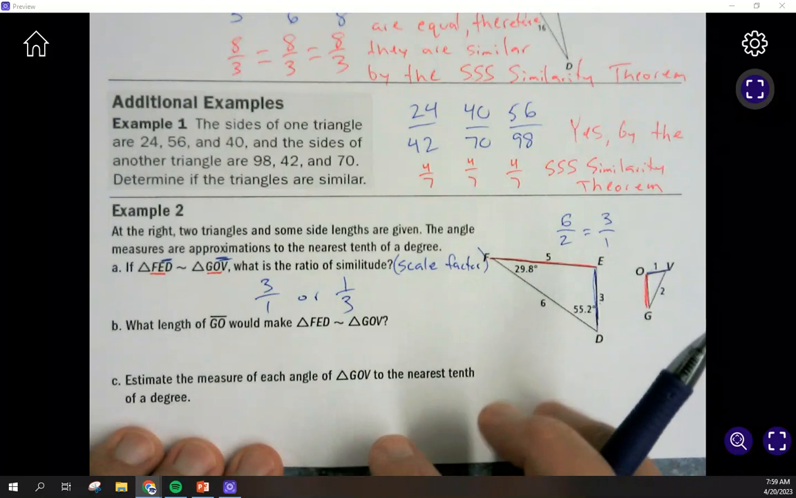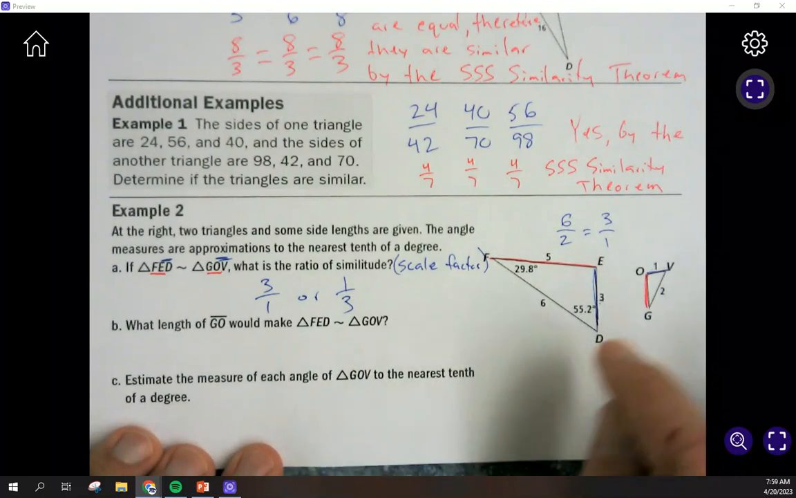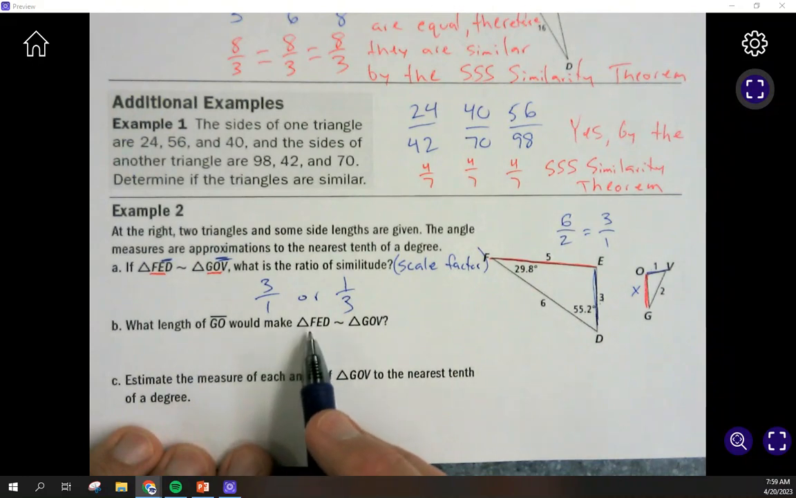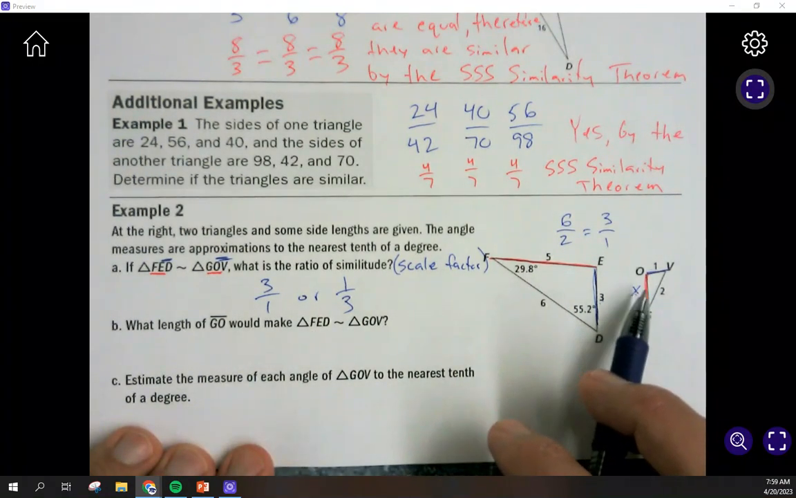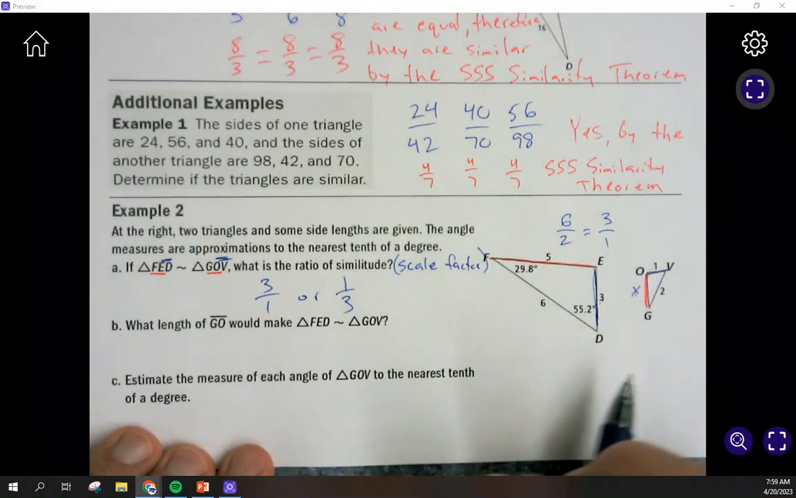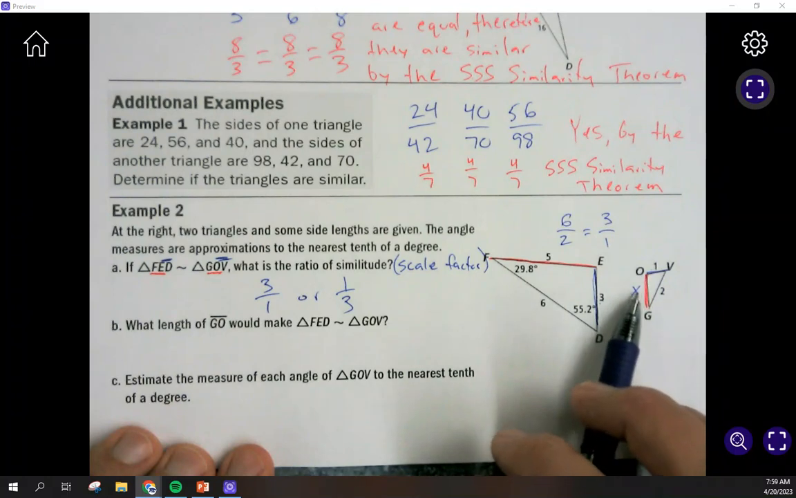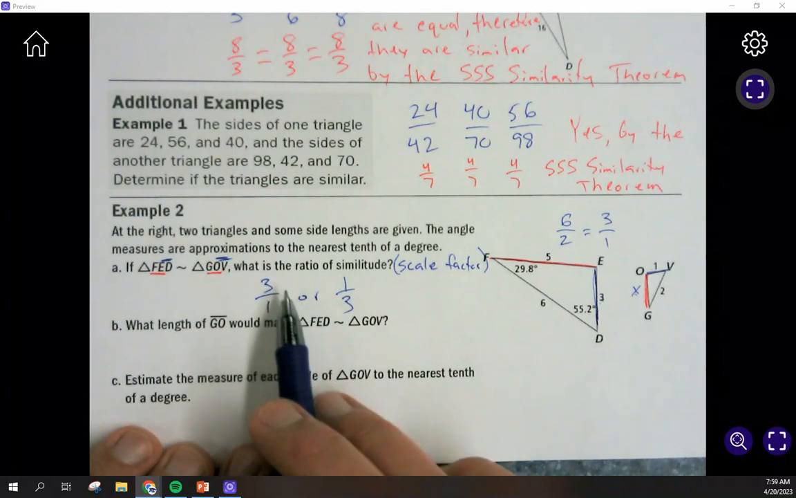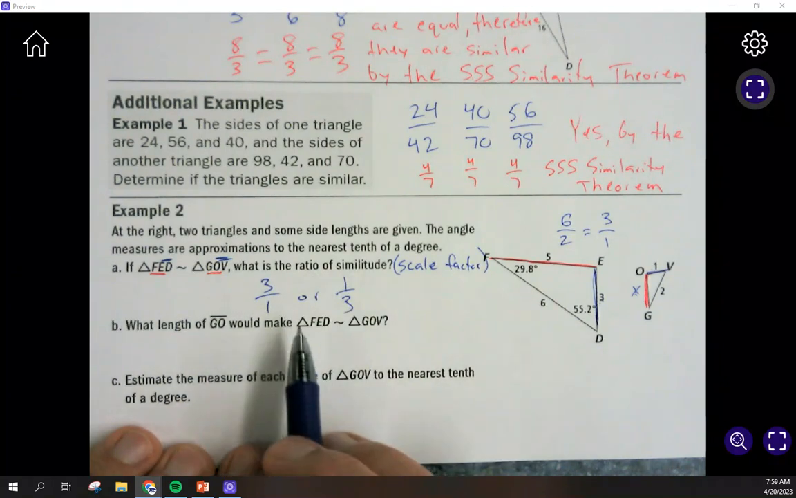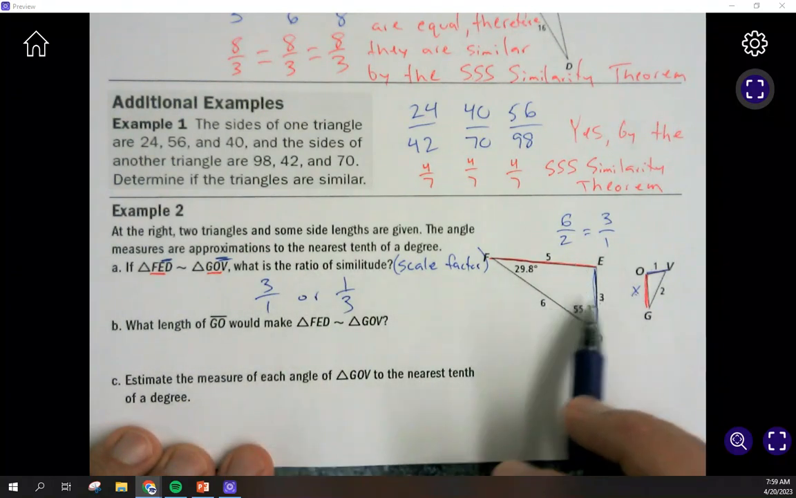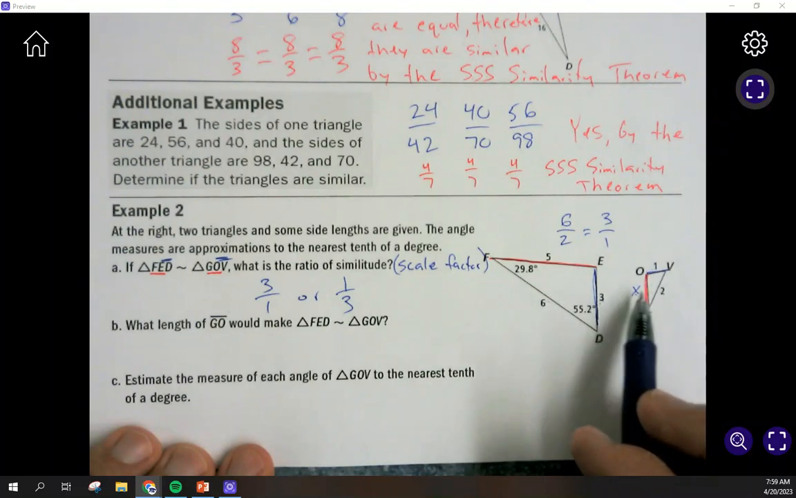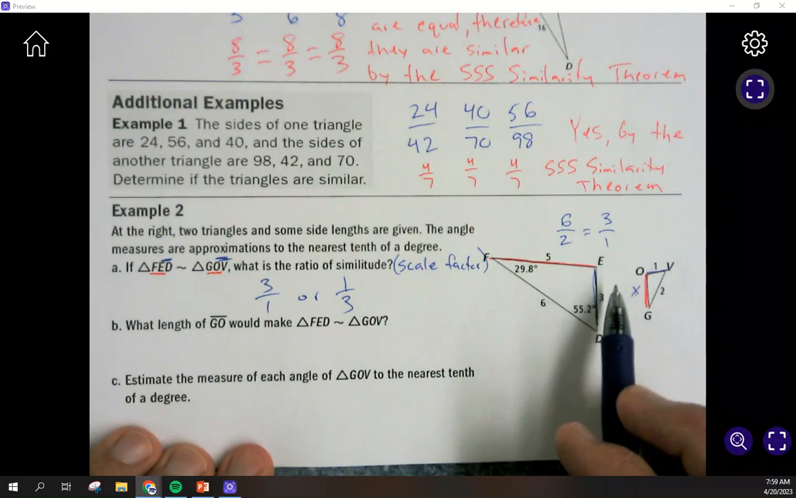So using that information, what length of GO, the missing one right here, let's call it X, would make this similar? So this one is going to have to match. All three sides have to be in proportion. So we need a number here that when you match it up with its corresponding side, which is 5, will give us this ratio of similitude. So let's just think about the numbers here. If I'm going from right to left, it's 2 times 3 to get 6. It's 1 times 3 to get this.